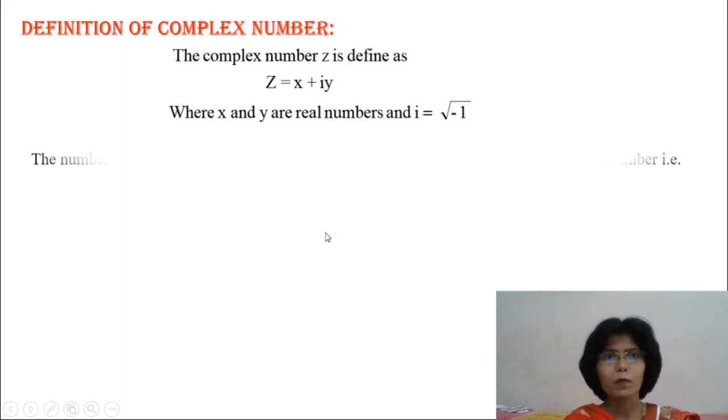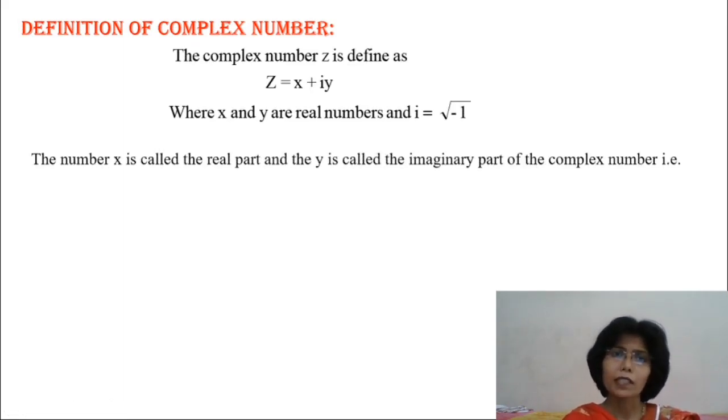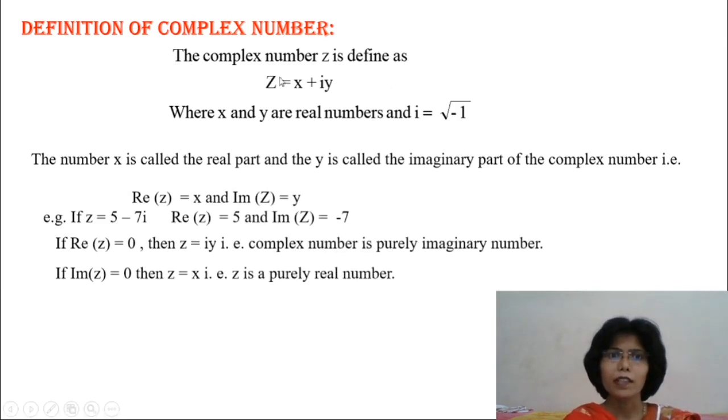Now we'll see what is meant by a complex number. The complex number z is defined as z is equal to x plus iy, where x and y are real numbers and i is equal to square root of minus 1. The number x is called the real part of the complex number and y is called the imaginary part of the complex number.